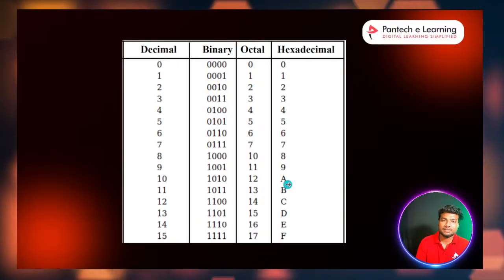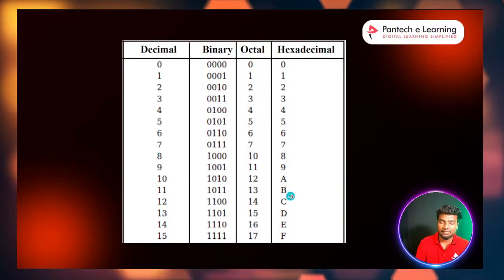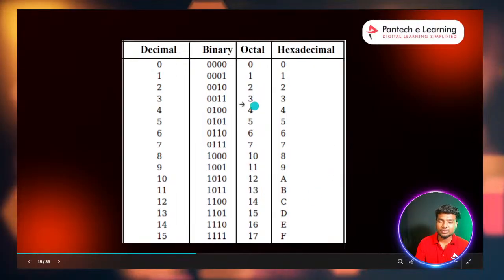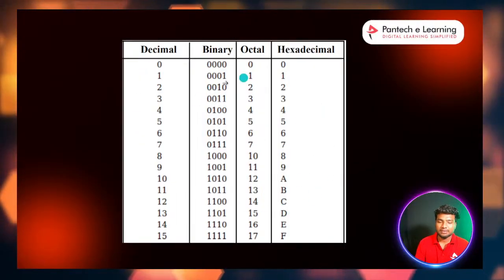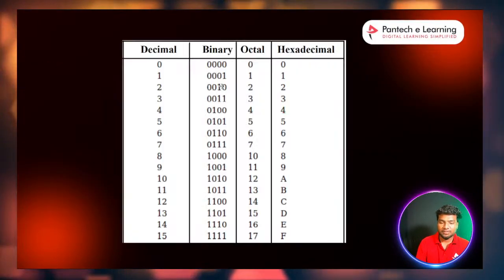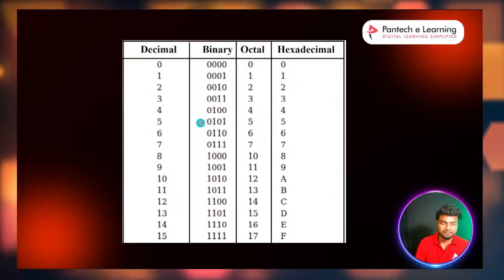A means decimal 10, B means decimal 11. So you can easily understand this. So this is a basic structure of the number system. So please go through it, it's very simple only.